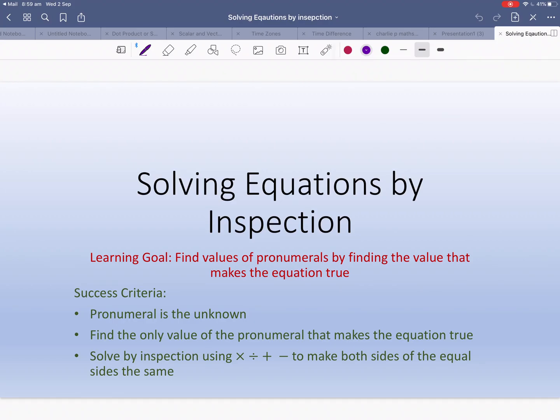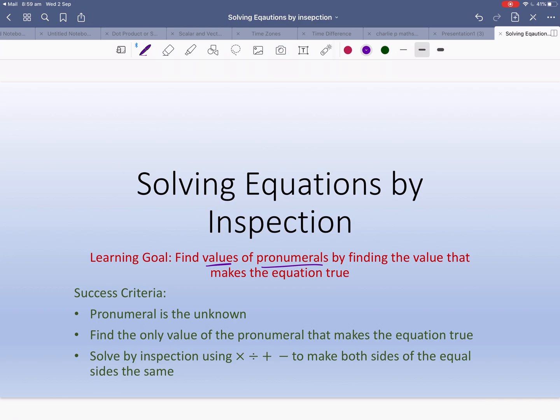Okay, so in this lesson, we're going to solve equations, all right? And this will be something that you'll do all throughout your high school. Maybe you've been doing it for a while. So we're just going to use a method where we solve equations by inspection. So we're going to find values of pronumerals.